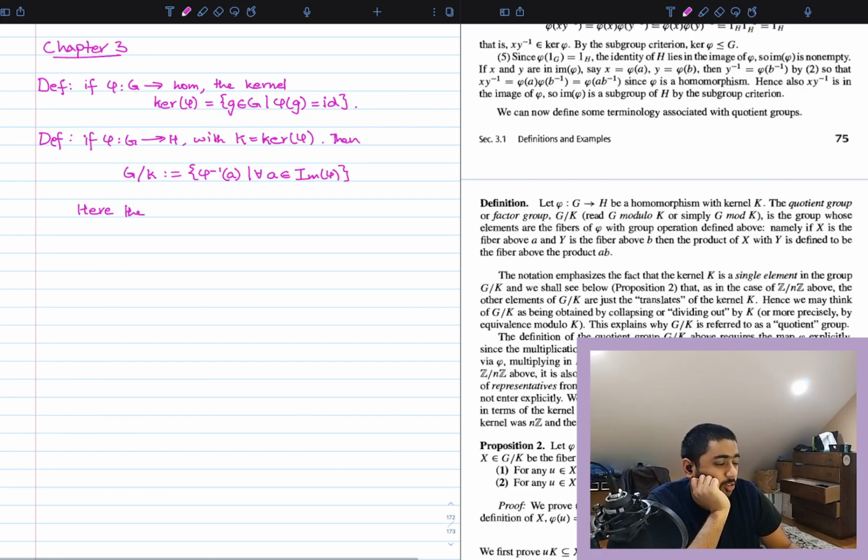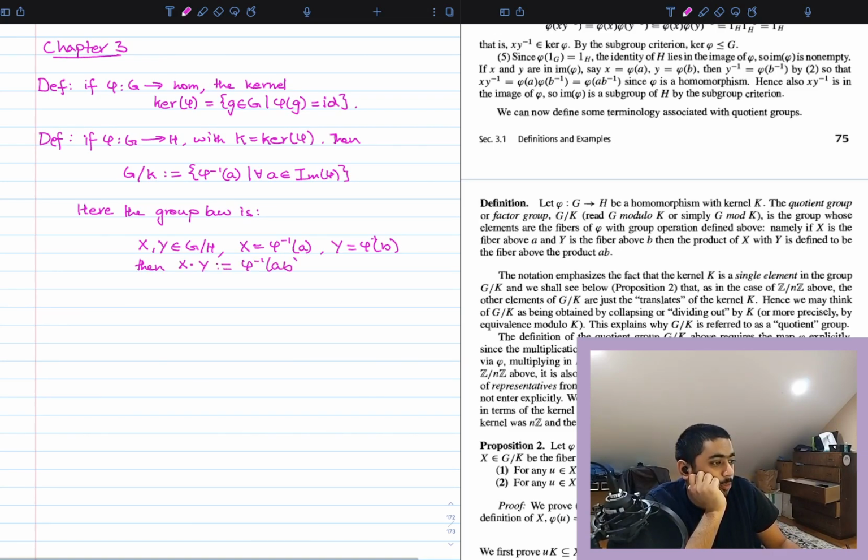Here the group law is as follows. If X and Y are 2 fibers inside this set, such that X is the fiber of, I don't know, A, and let's say Y is the fiber of B, then we define the product of X and Y to be the fiber of the product A and B.